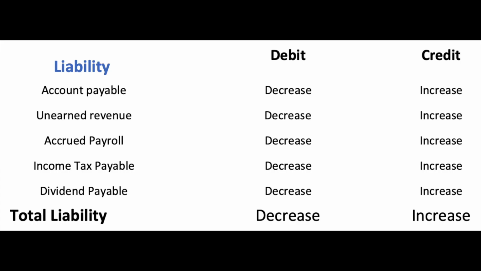The second part of the balance sheet is liabilities. Accounts payable increases with a credit and decreases with a debit. Unearned revenue increases with a credit and decreases with a debit. Accrued payroll increases with a credit and decreases with a debit. Income tax payable increases with a credit and decreases with a debit. Dividend payable increases with a credit and decreases with a debit. Current liabilities plus long-term liabilities equals total liabilities.